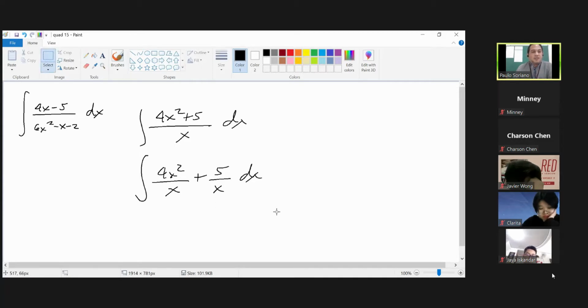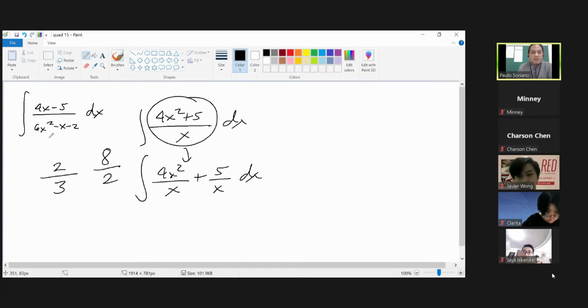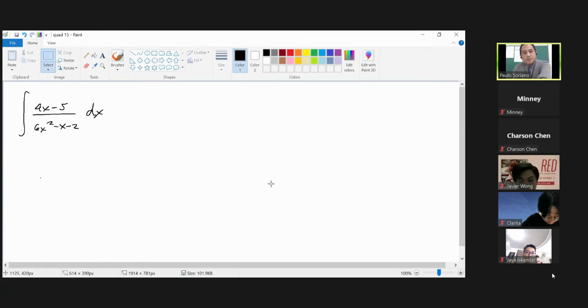It's a proper fraction. The denominator is bigger than the numerator. It's like working with a real fraction, like 2 per 3. The other one is like working with, let's say, 8 per 2, where the numerator is bigger than the denominator, which is simplifiable. But how about when we have something like this, a proper fraction? To understand this better, I'm going to teach you a new technique.